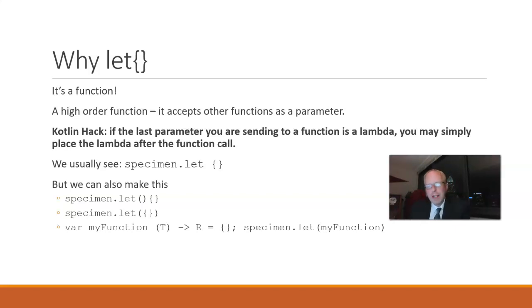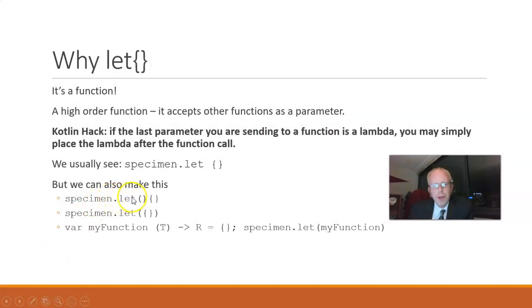Now, there's a secret in Kotlin that I didn't know about for a long time, but it's a really good secret. If you have a higher order function, and you are passing a function into that higher order function, specifically a lambda, and that lambda you're passing happens to be the last parameter you're passing in, you don't actually have to pass it within the parentheses that define that function call. You can put it after the parentheses, and if it's the only thing you're passing in, you don't need the parentheses at all.